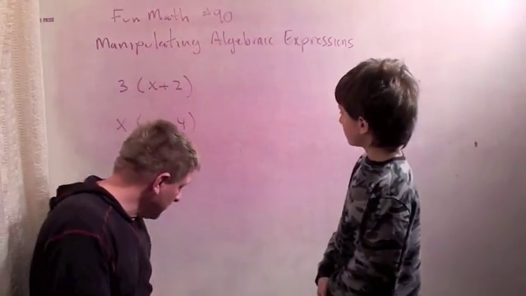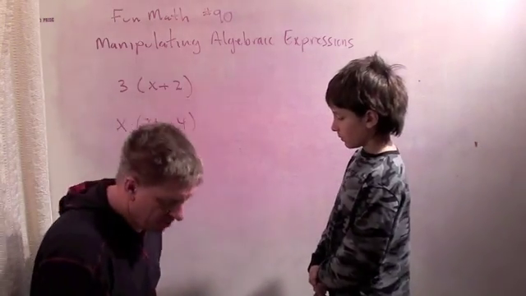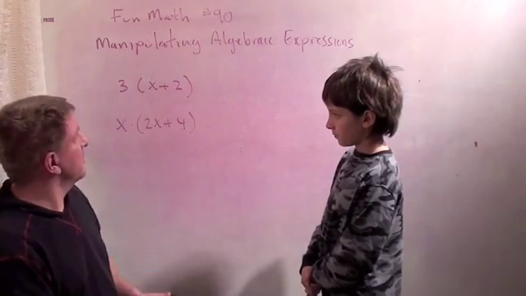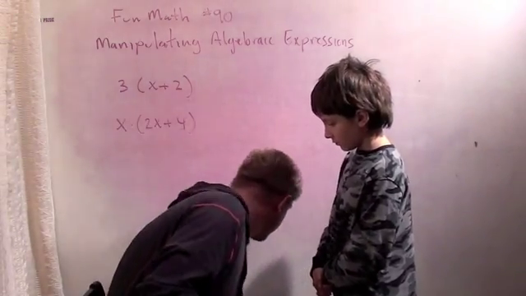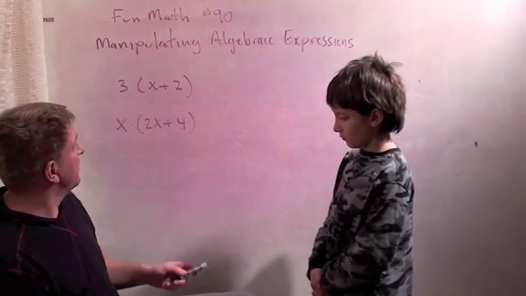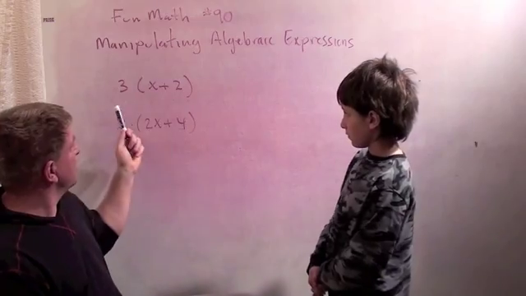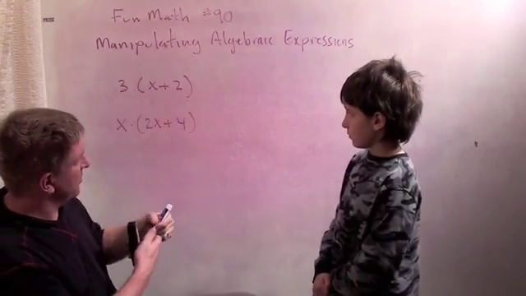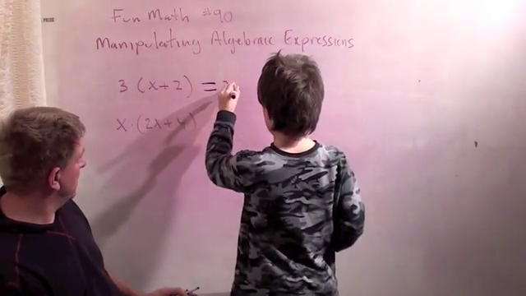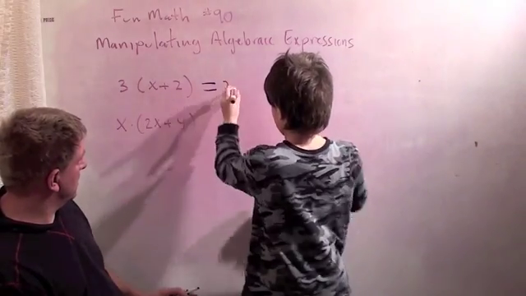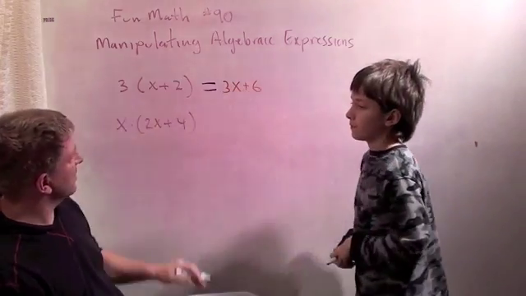Okay, so we are following section 2.3 in Art of Problem Solving's pre-algebra book, and we're going to learn about two different kinds of algebraic expressions and ways to manipulate them. Okay, so first, expand these expressions. 3 times x plus 2, what does this equal? This equals 3x plus 6.